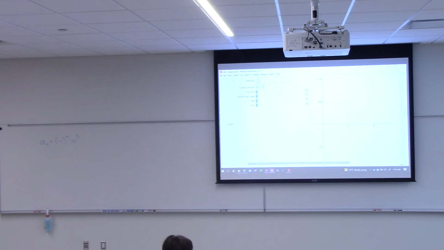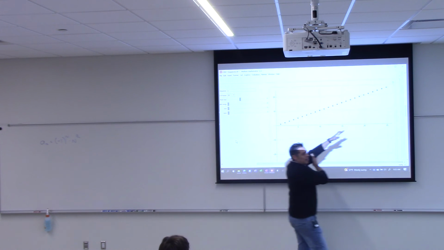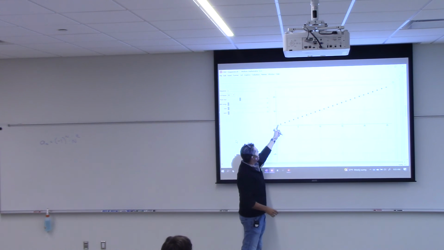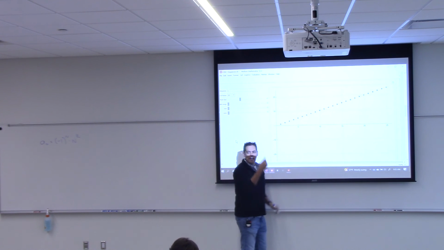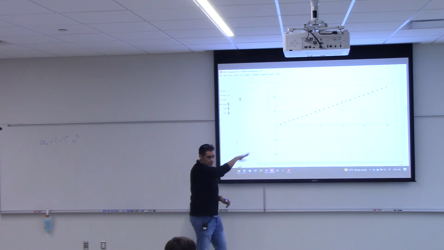This one, I've made it so we can basically make up any sequence we want and put it in here. So how about if we just do n? What's the sequence a sub n equals n? It would just be that. Now this is not drawn to scale. It doesn't look like a 45 degree line. But I plug in 1, I get 1. I plug in 2, I get 2. I plug in 3, I get 3. That's a sub n is n. But it's dots, not a solid line.